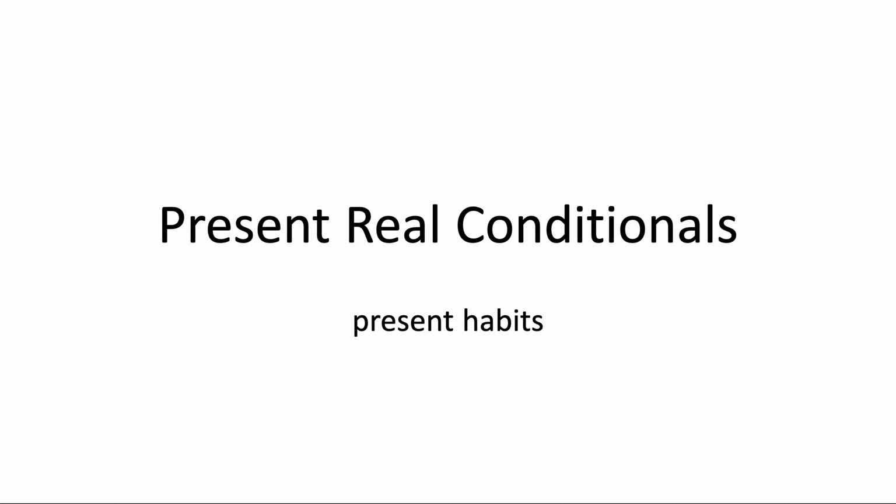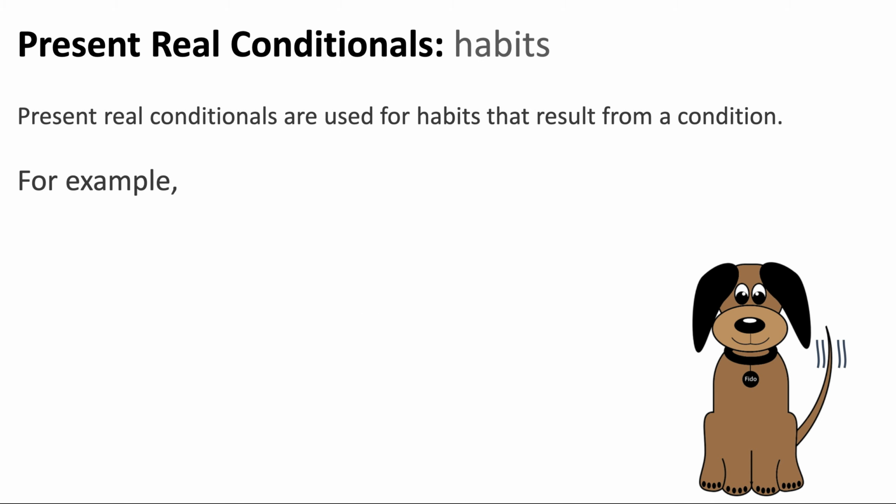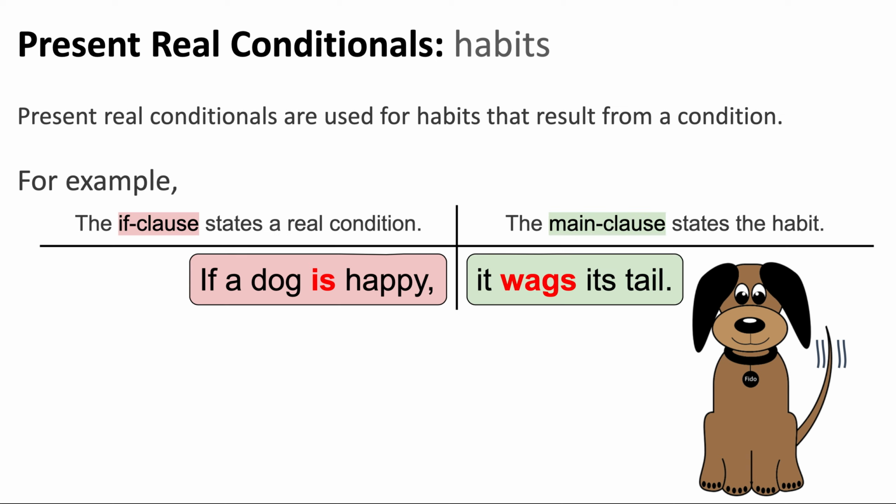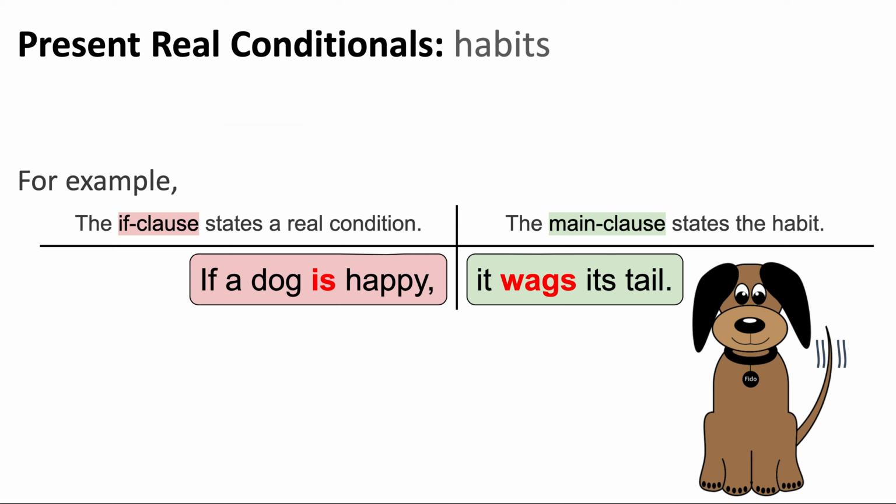Now let's look at present habits. The present real conditional can also be used for habits that result from a condition. For example, if a dog is happy, it wags its tail. The if clause states a real condition, if a dog is happy. The main clause states the habit, it wags its tail.